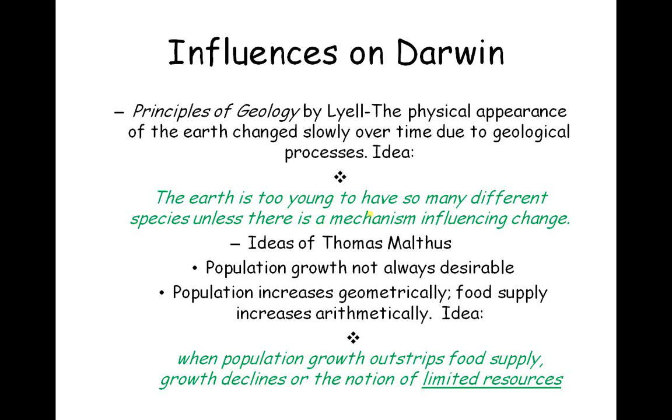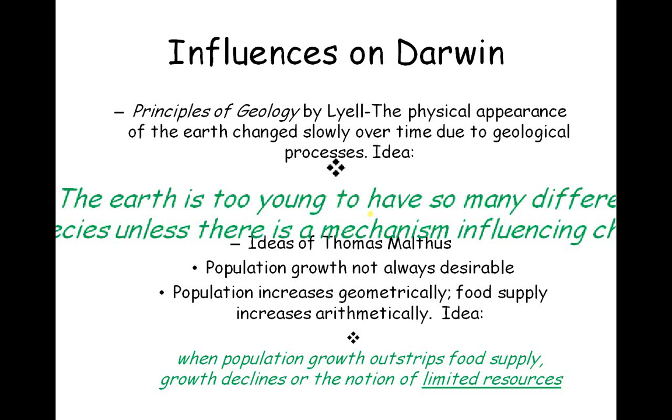Now, because all of these things came into play, there came the idea that the Earth was too young to have so many different species unless there was some sort of mechanism influencing that change.